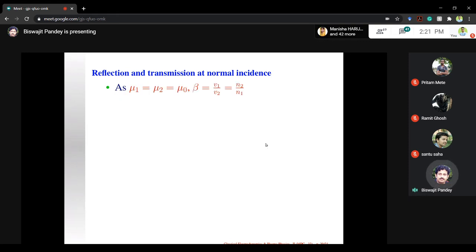Now let us see. Again, this is for a linear medium. So if you take, say, water and air or water and glass, they are basically non-magnetic. So the magnetic permeability will be almost equal to the magnetic permeability of vacuum. So mu1 equal to mu2 equal to mu naught. So you can write beta equal to v1 by v2, because mu1 equal to mu2 equal to mu0 gets cancelled. So beta equal to v1 by v2 equal to n2 by n1.